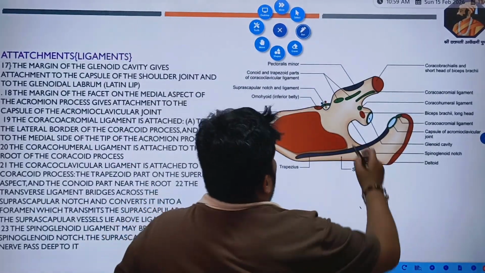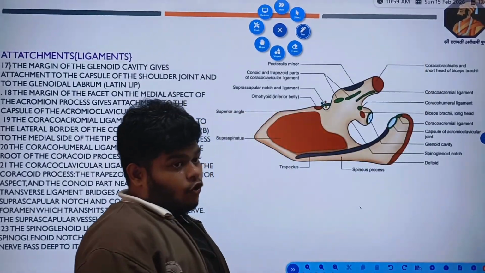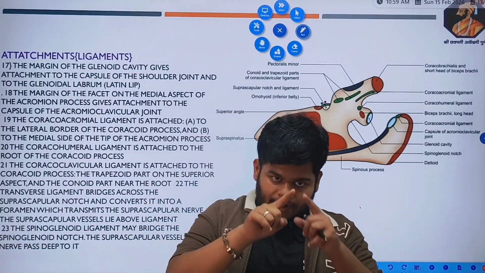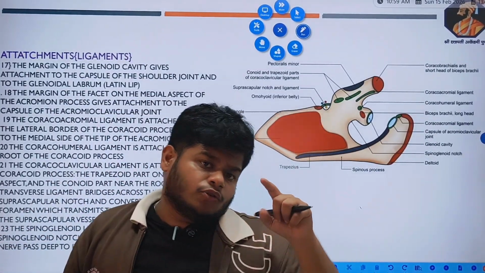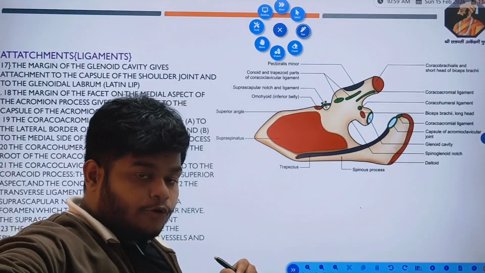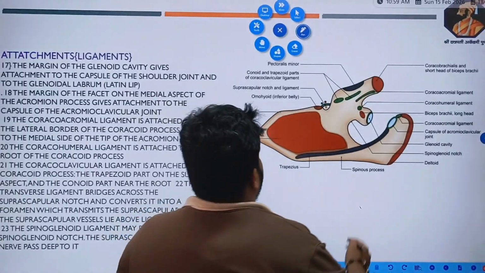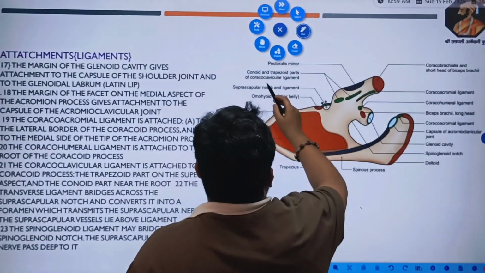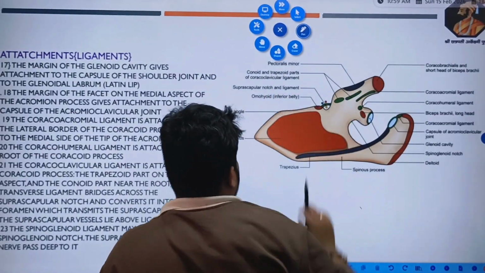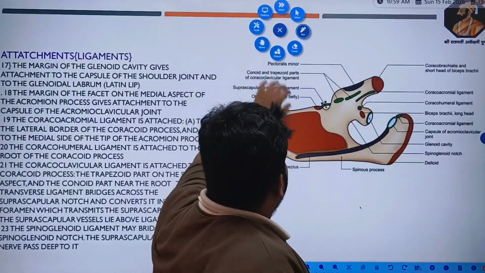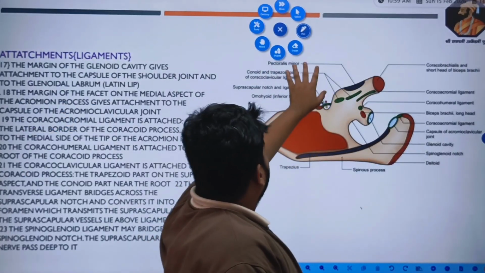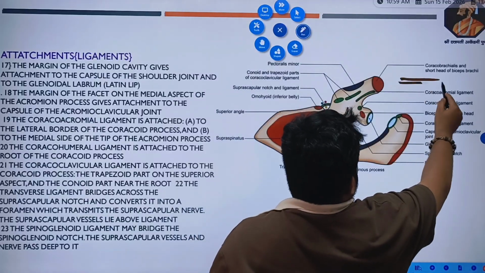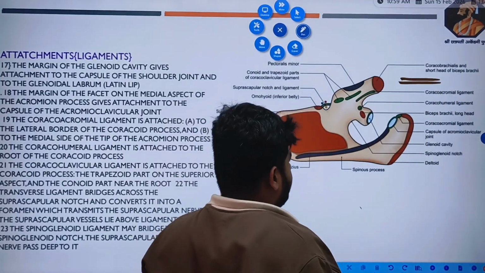We have seen that on the lateral one third of the clavicle there was a conoid tubercle and a trapezoid region. These attach to the coracoclavicular ligaments, which form the conoid and trapezoid parts respectively. Here is the insertion of the pectoralis minor muscle. Here we have seen the origin of the coracobrachialis muscle.